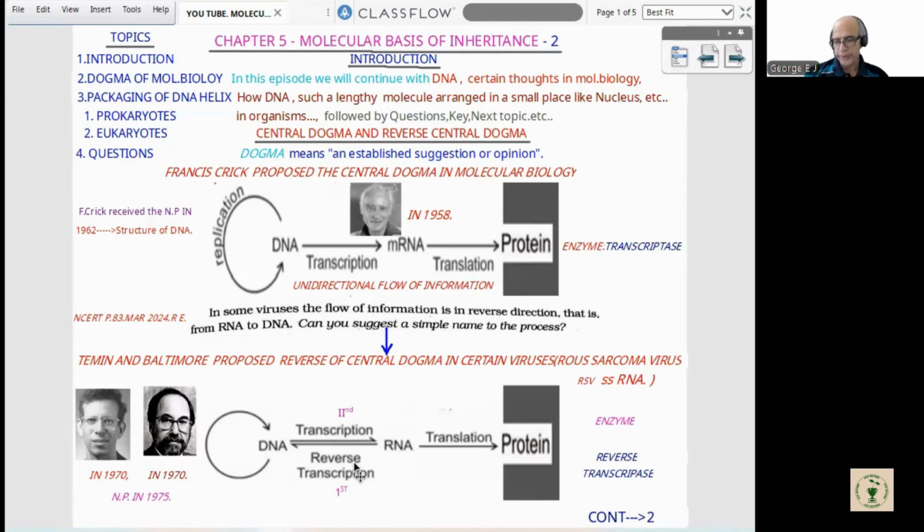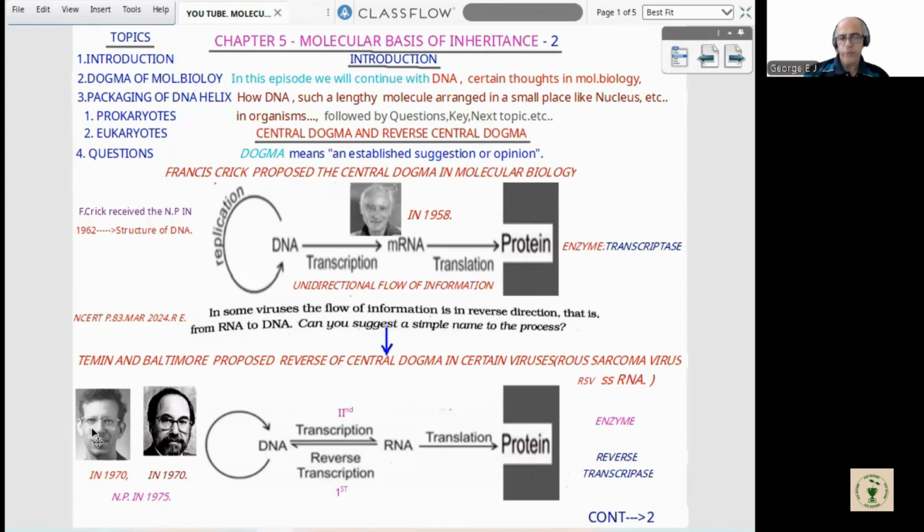Here, what is the procedure? We can find DNA, RNA, protein, that is the same. But first, from RNA, DNA will be synthesized, and that procedure is called reverse transcription. And from DNA, again transcription, etc., proceeds. The enzyme is reverse transcriptase. And this event is called reverse central dogma, otherwise referred to as Teminism.